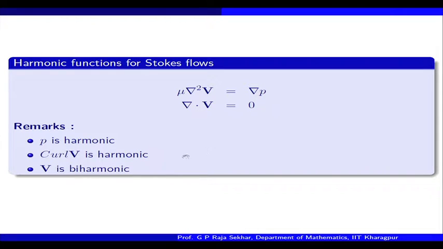Then if you take the Laplacian of this, since p is harmonic, this is 0. Therefore, we get del four v is 0, that means v is biharmonic. So, p is harmonic, curl v is harmonic, and the vector v bar is biharmonic. So, this involves 3 scalar harmonics, because v in 3 dimensions naturally, right.